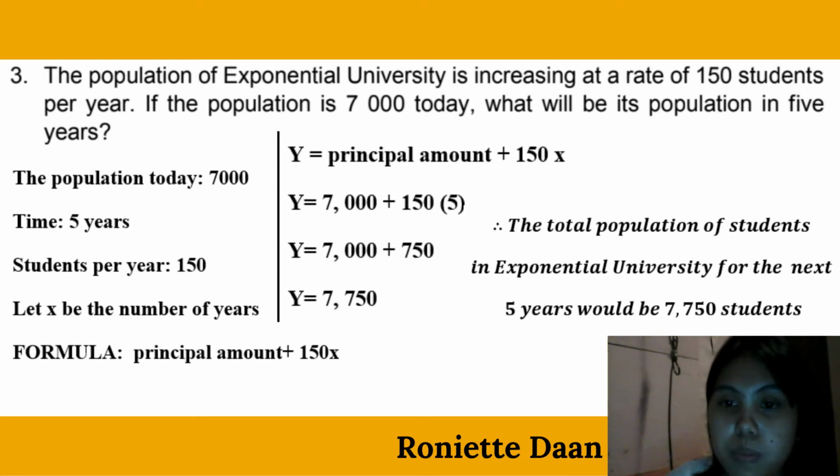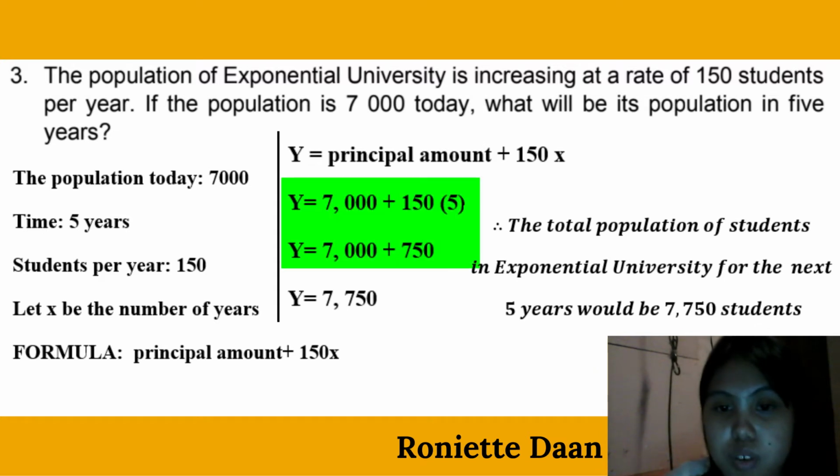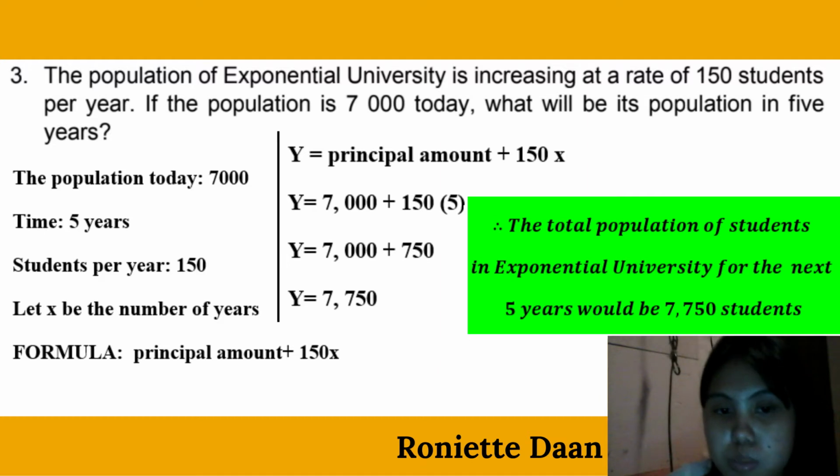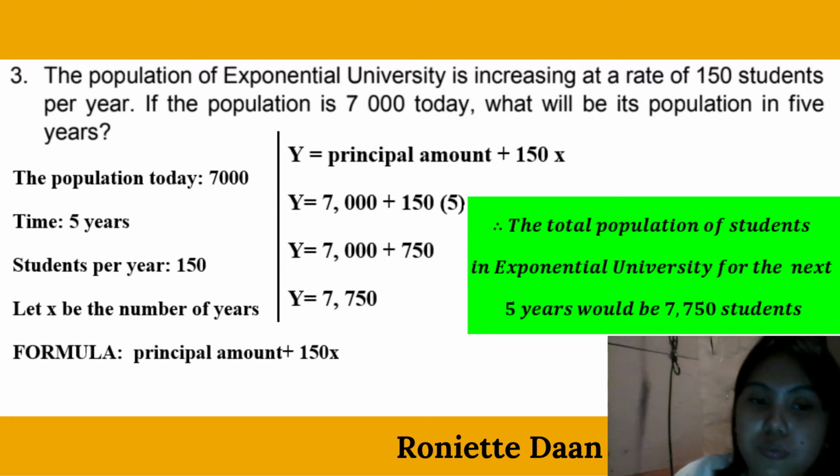In order to find the total amount of the students, let us have this formula first, where the principal amount plus the product of x or intervals and the rate of students increasing per year. Then we're going to substitute in the formula. As you have noticed, we're going to use the PEMDAS rule, where we're going to multiply first the interval and the rate given, then the product would be 750. Then we're going to add the principal amount to the product in order to find the total population of students. Therefore, the total population of Exponential University for the next 5 years is 7,750, where there is an increase of 150 students per year.